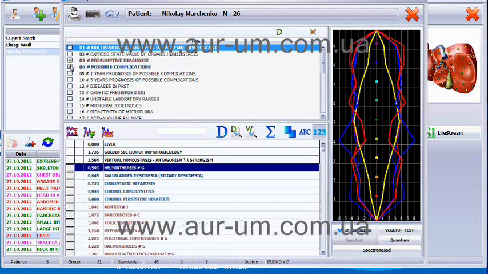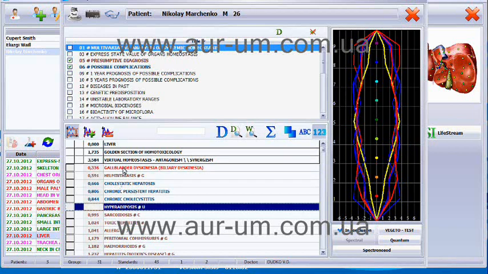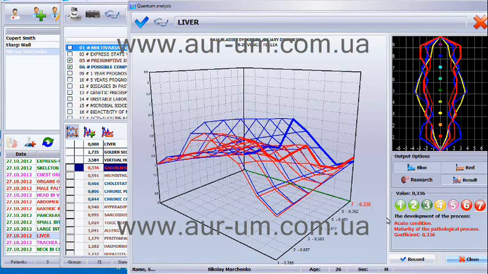We check presumptive diagnosis and possible complications. As we see all the coefficients are high, we would also like to see them behave under stress. What would be the difference? And we see that under stress, a gallbladder dyskinesia might become active. Let's see it on the quantum analysis. We see that actually it is an acute and present condition.